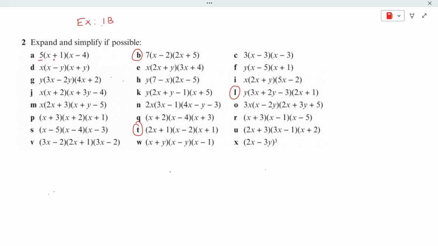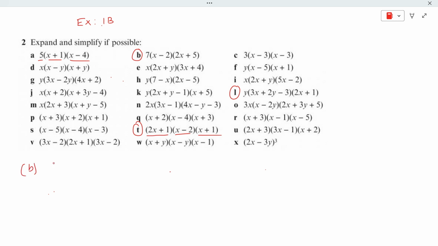So 5 is one expression, x plus 1 is the second expression, and x minus 4 is the third expression. So we are going to find the product of three different expressions. Similarly, come to t, you can see 2x plus 1 is the first expression, x minus 2 is the second expression, and x plus 1 is the third expression. So we are going to find the product of three expressions. So let's solve the sum.